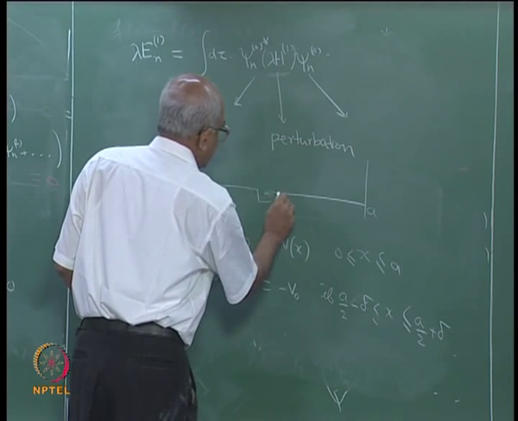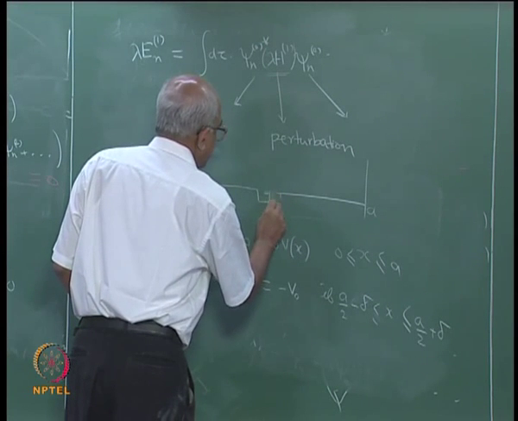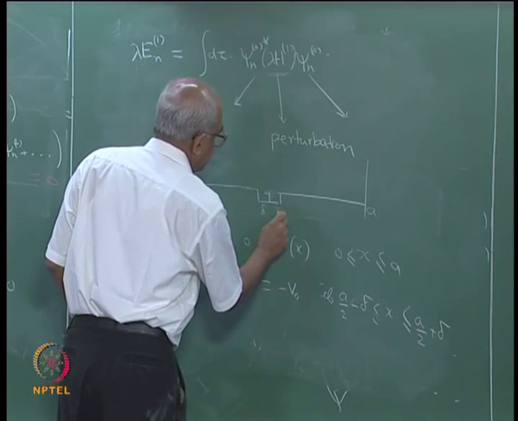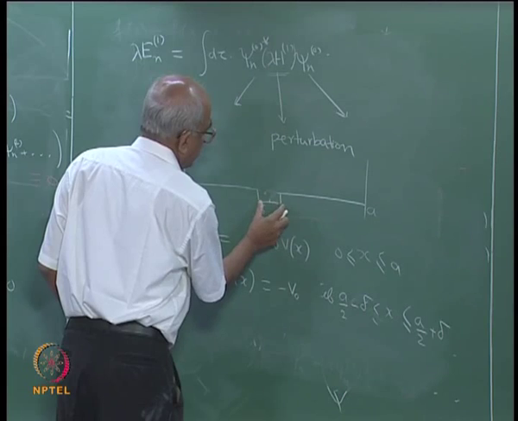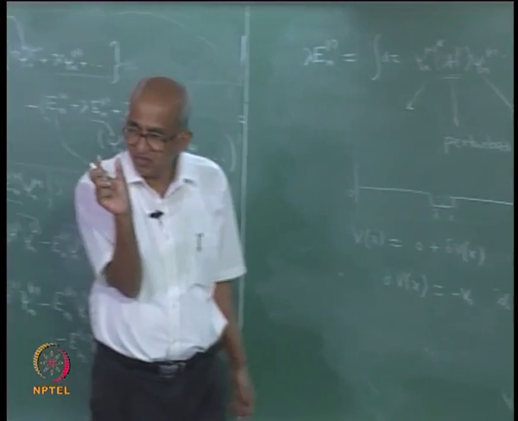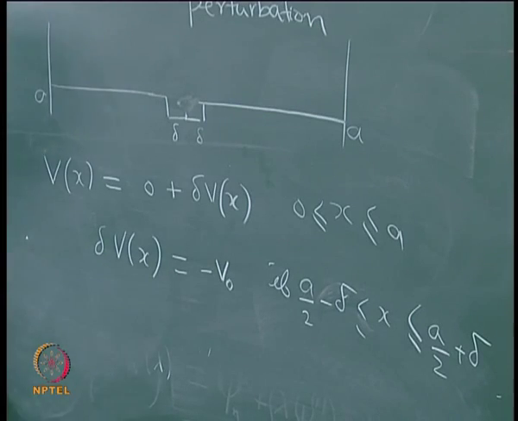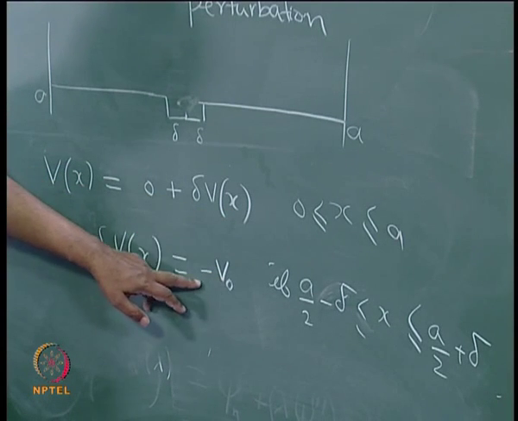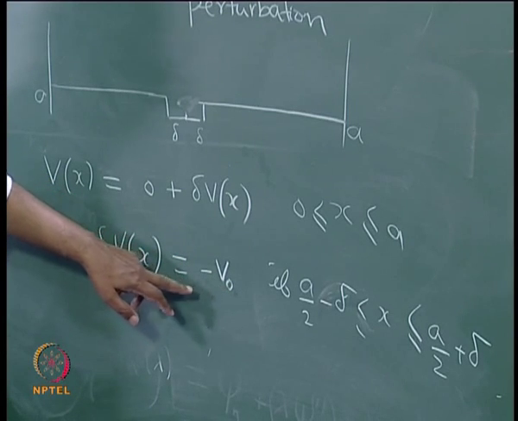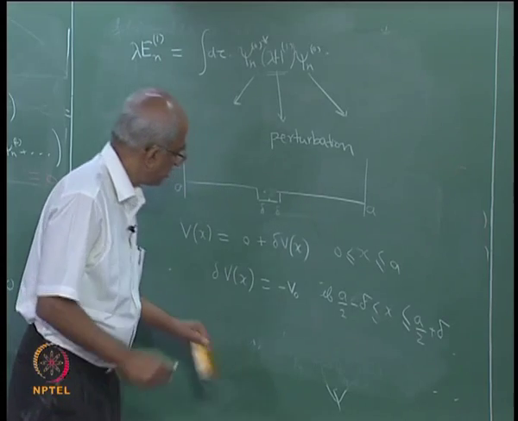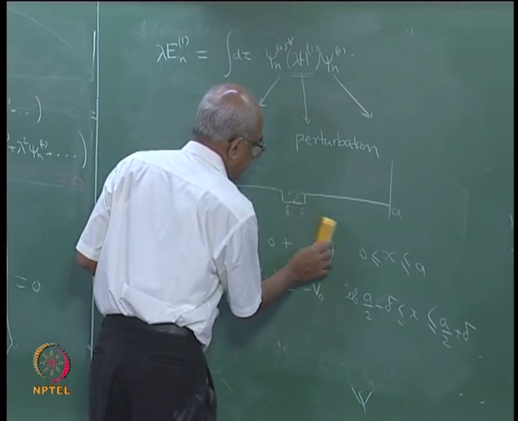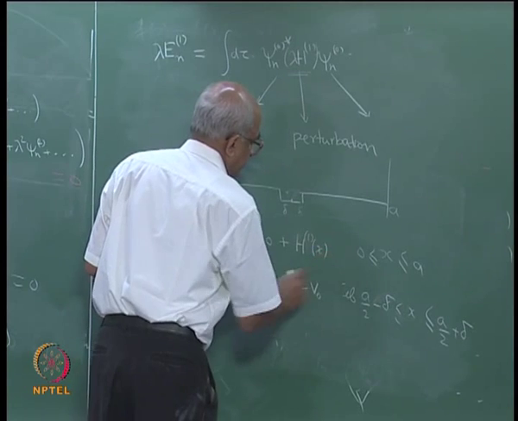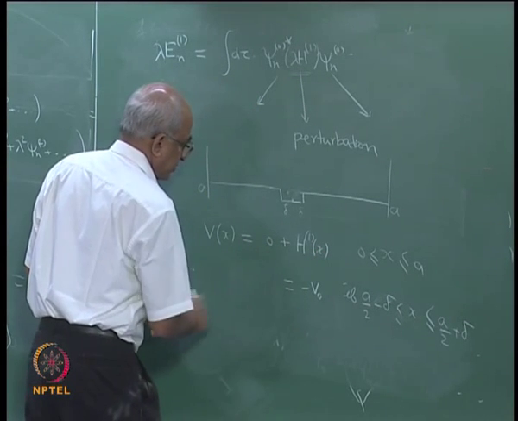Let me modify this figure a little bit. This is the middle of the box, and you think of this length as delta, so that this small well has a width of 2 delta, and within that region the potential has the form minus V0. Maybe the best thing is to say that I do not use the symbol delta V, but instead this is my perturbation, my H1 of x.